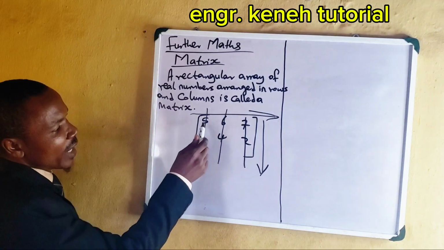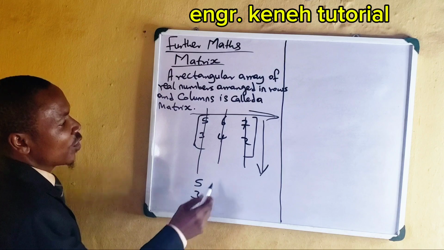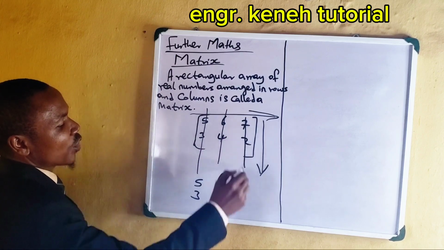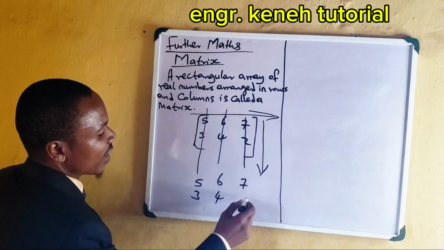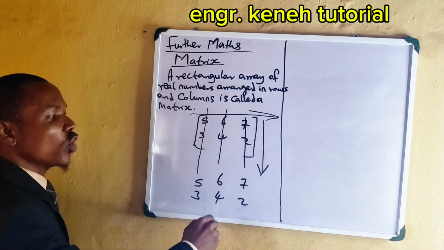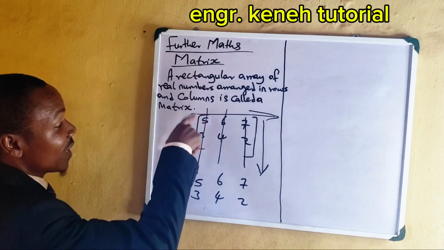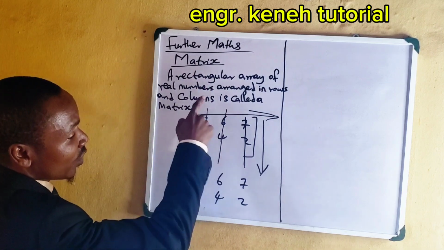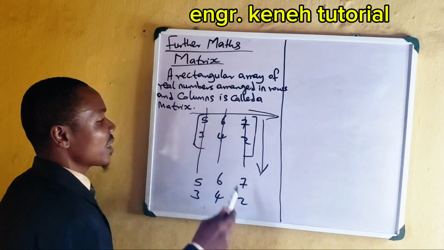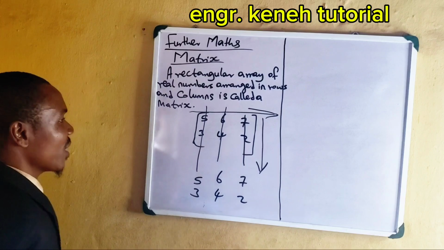So the first column here is 5 and 3. Second column, we have 6 and 4. While the third column, we have 7 and 2. First column, second column, third column. Column is where you move vertically, vertical line. The first vertical line gives us the first column, the second gives us the second column, the third gives us the third column. Remember, you start from the left hand side.